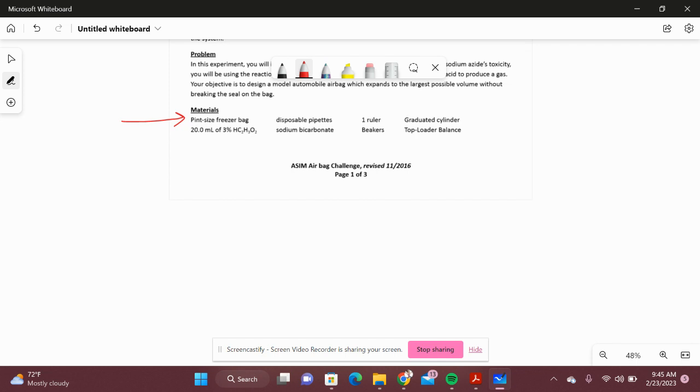We figured out yesterday how much CO2 we were going to make, and we were in the process of figuring out how much sodium bicarbonate we were going to need. And remember, I said this was 0.83 moles per liter acetic acid. So to figure out the amount of sodium bicarbonate we're going to need, we would take our 20 milliliters, just like we did yesterday, of acetic acid.